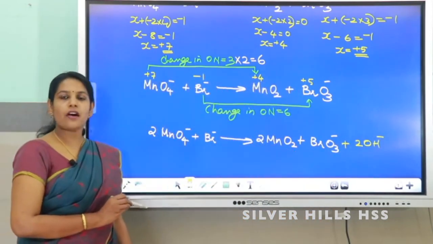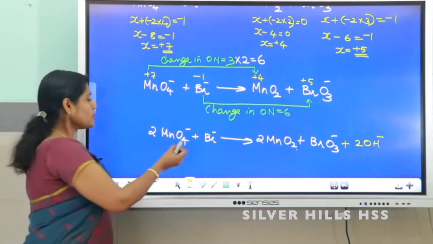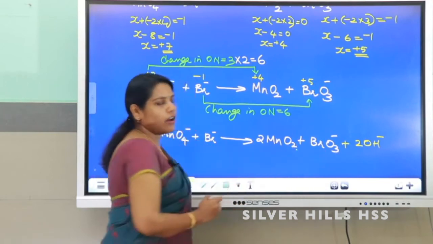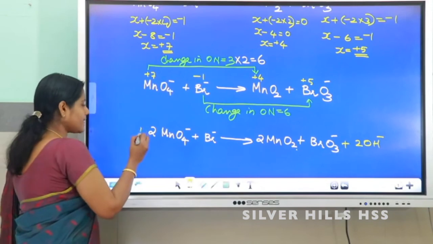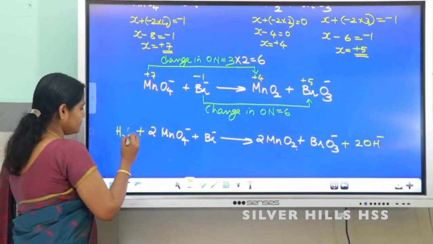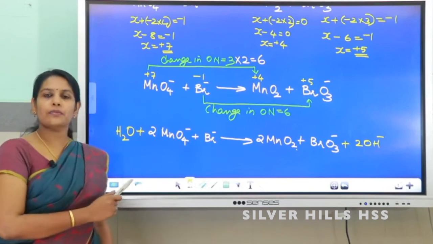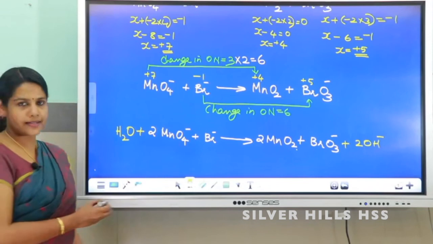Now, let us balance the oxygen and hydrogen atoms by adding water molecules. Here we have 8 oxygen atoms and this side altogether we have 9 oxygen atoms. So there is a deficiency of oxygen atoms this side. Here let us add one water molecule. So, by adding a water molecule here we have balanced both hydrogen as well as oxygen atoms. Thus this reaction is balanced.